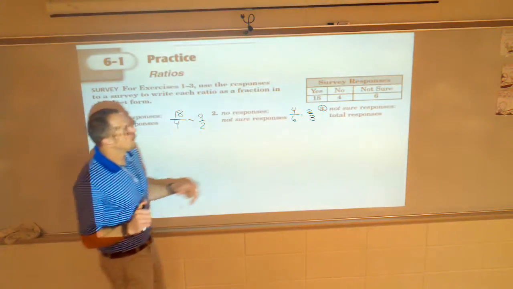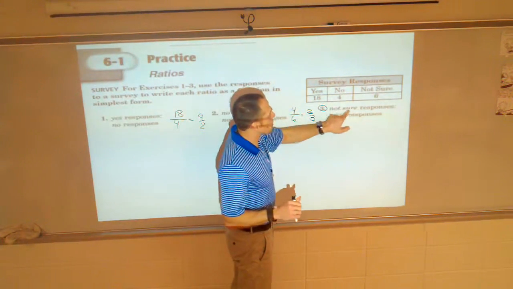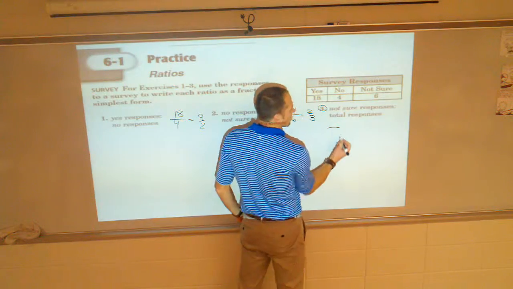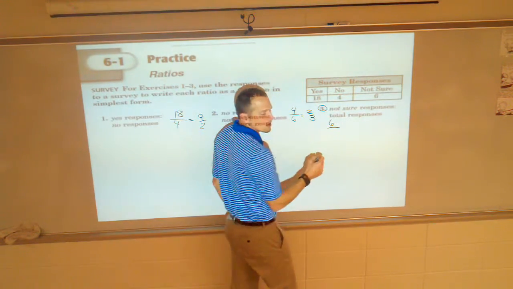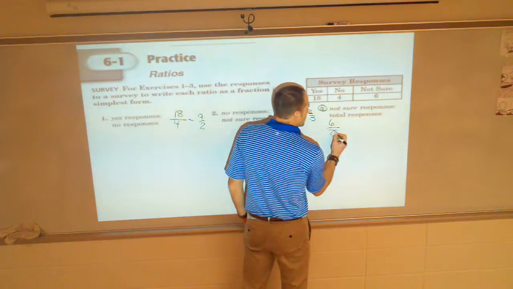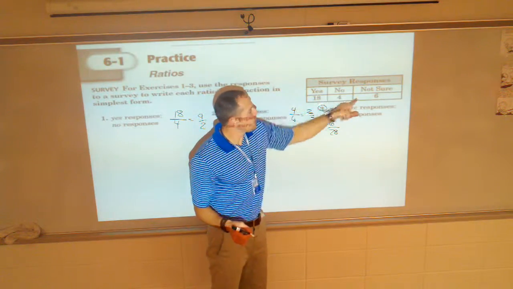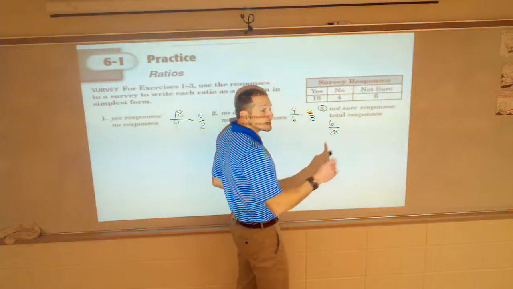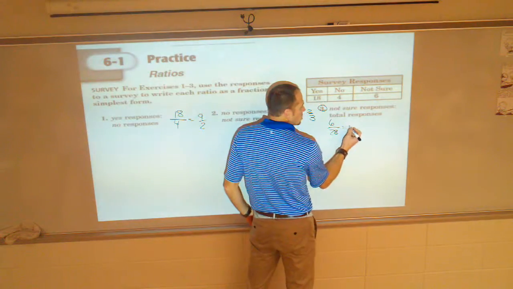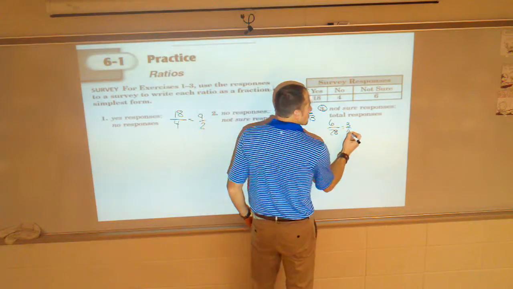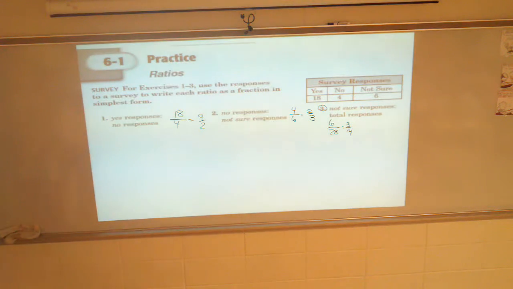Not sure responses to total responses. How many were not sure? 6. How many total? 28. 28, very good. You guys did a very good job understanding what it was asking. The total, you have to add all of them together. 6 over 28 reduces to? 3 over 14. Very good.